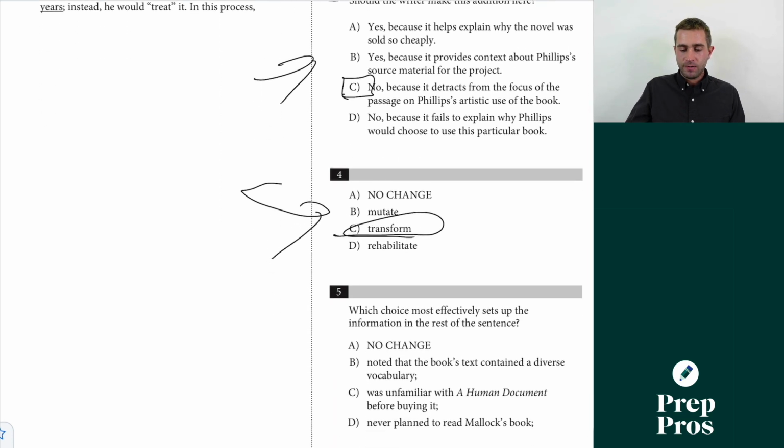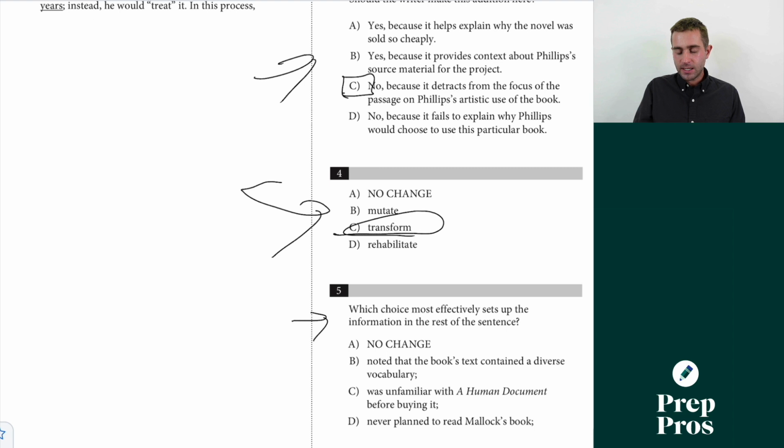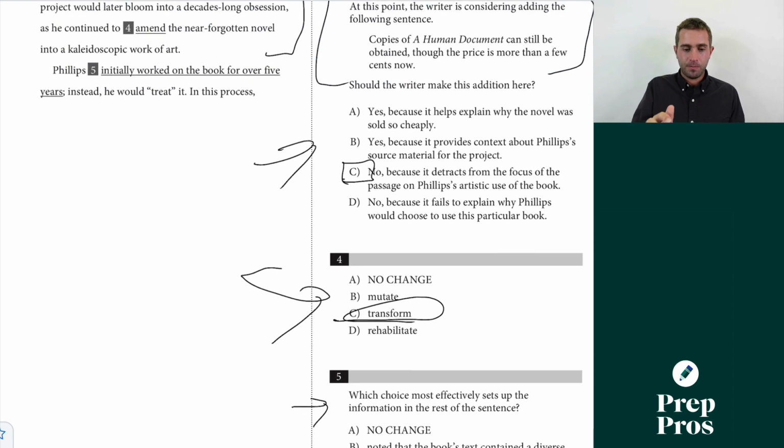Now, question 5 here. Which choice most effectively sets up the information in the rest of the sentence? Well, I really want to focus on this part here. So Philip's blank, I don't want to read this the first time through because I don't really know if it's right or wrong. Instead, he would treat it. Well, even though it just directed me to the rest of the sentence here, I need to read a little bit further through for context because I have no idea what the treated is referring to.